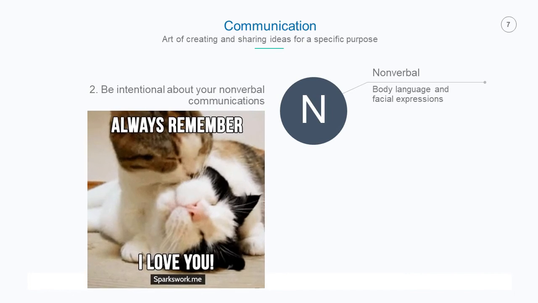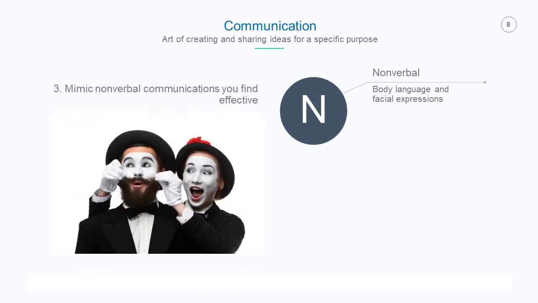3. Mimic nonverbal communication you find effective. If you find certain facial expressions or body language beneficial to a certain setting, use it as a guide when improving your own nonverbal communication. For example, if you see that when someone nods their head, it communicates approval and positive feedback efficiently, use it in your next meeting when you have the same feelings.